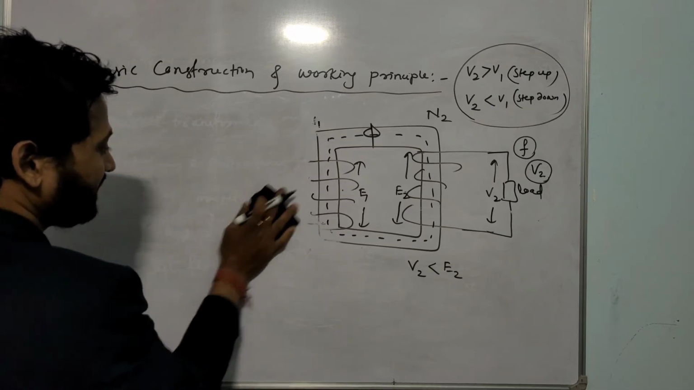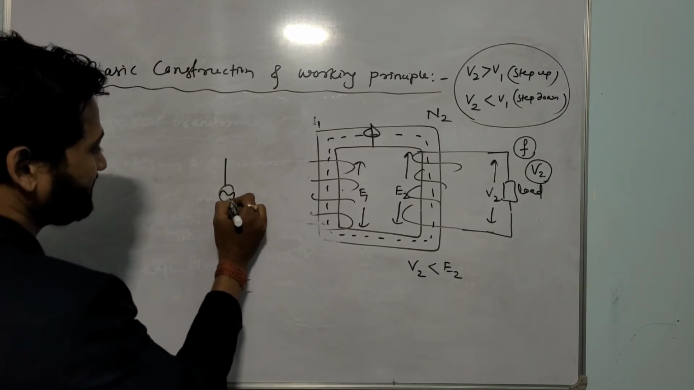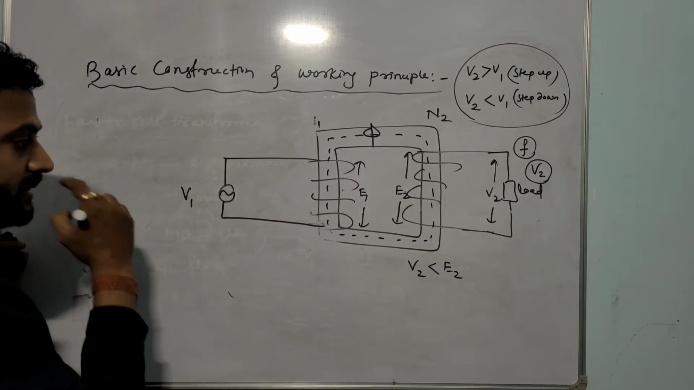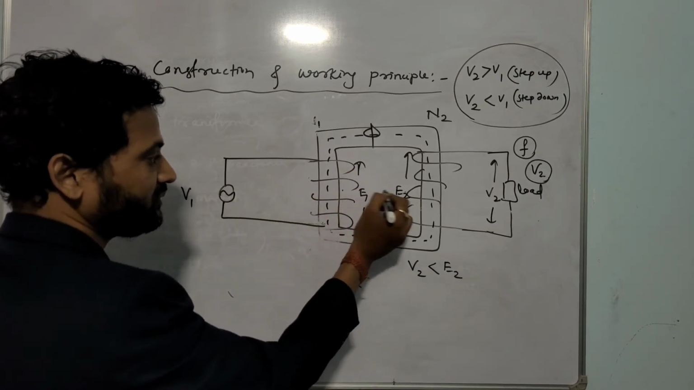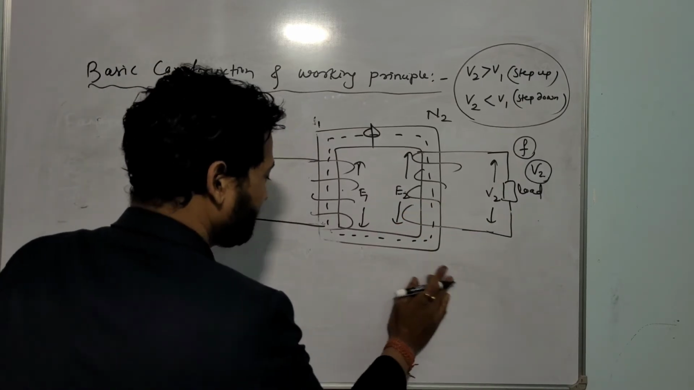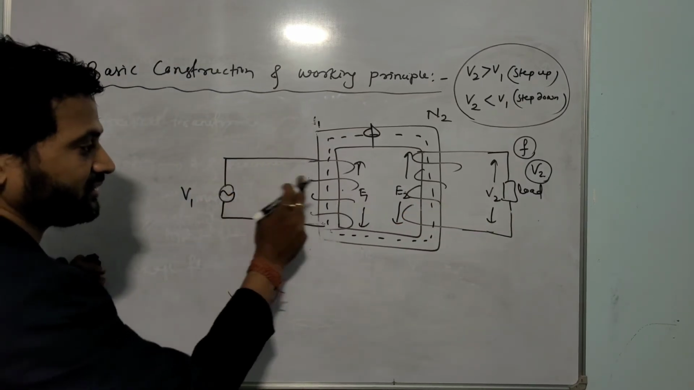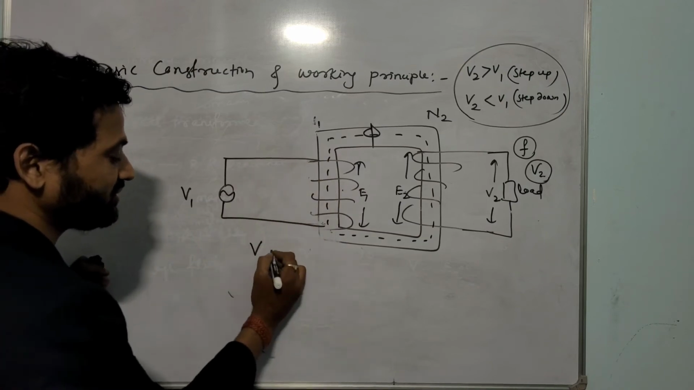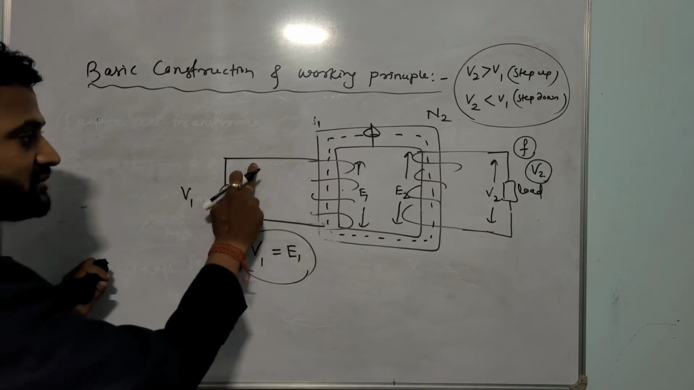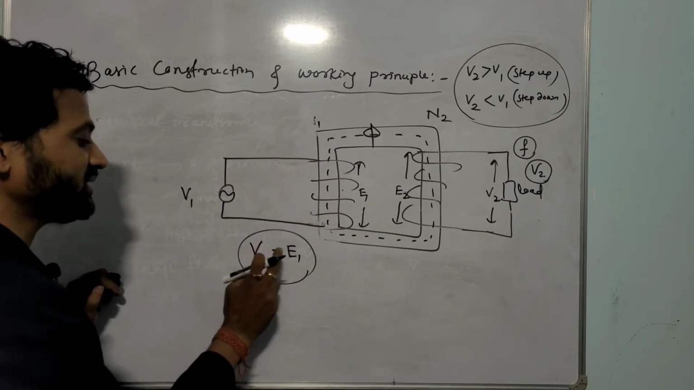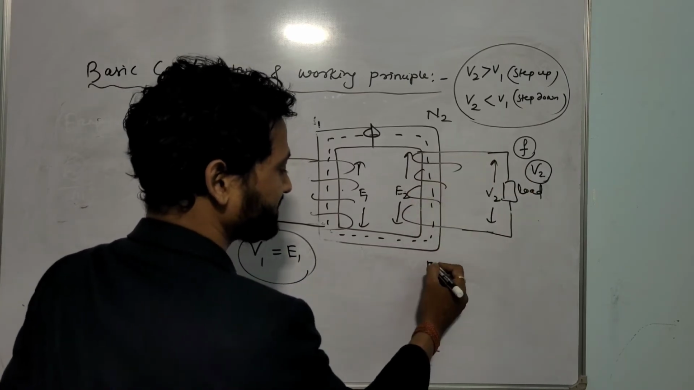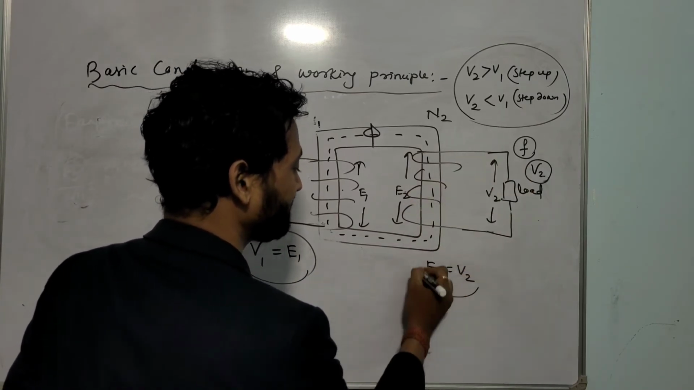So again let me draw the diagram. The input voltage is V1, and EMF E1; in the secondary, EMF E2, output voltage V2. Since there is no resistance and reactance here, we can say V1 is E1. That means in an ideal transformer there is no resistance, no reactance, V1 is equal to E1. Similarly, there is no resistance, no reactance on the secondary side, so E2 will be equal to V2.